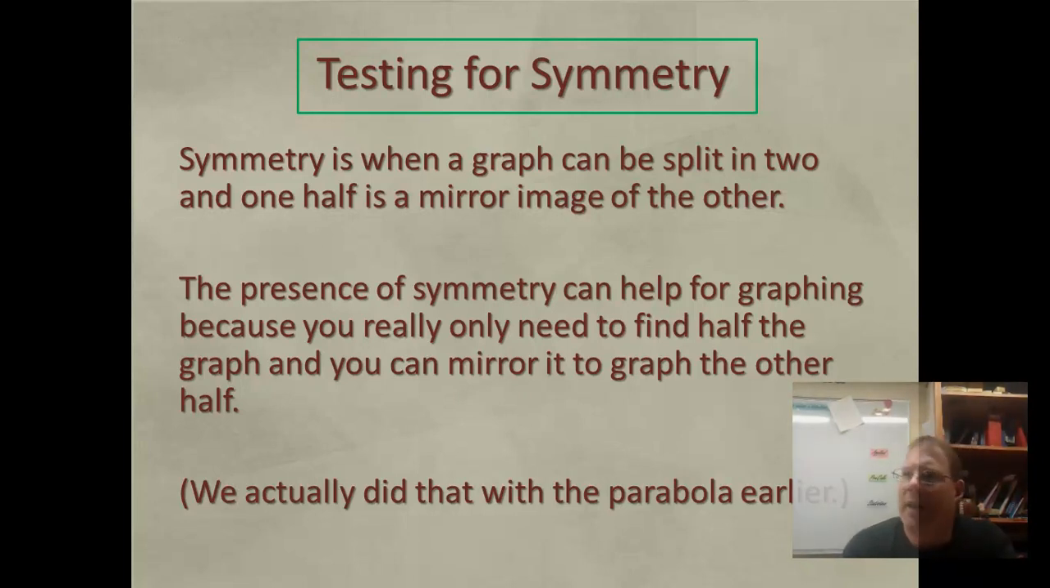So if you happen to be point plotting, you can just find half of it and then mirror it to the other side. Now in our last video, when we made the parabola, if you remember when we had to add a couple more points, well, we didn't have the whole picture of that graph, but we did use the fact that the parabola was symmetrical to graph the rest of the left-hand side of it. So we did this a little earlier. Now we're just going to do it a little more formally.